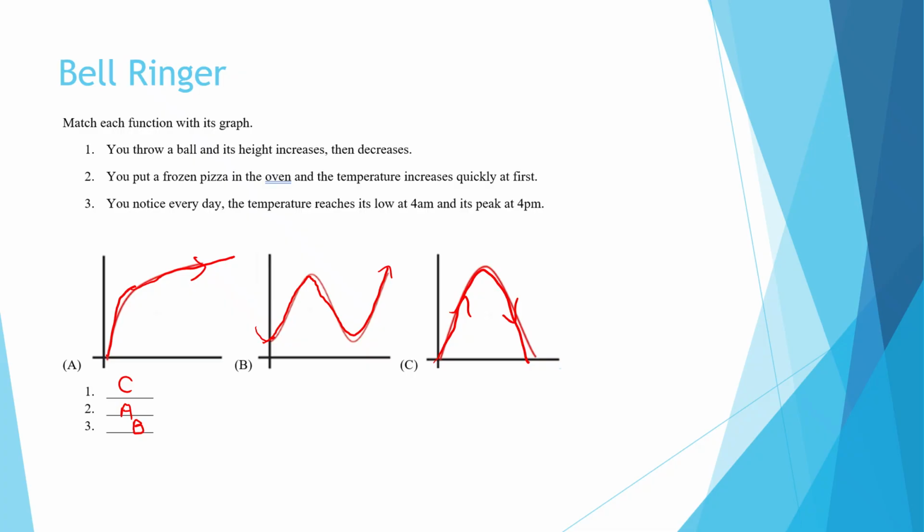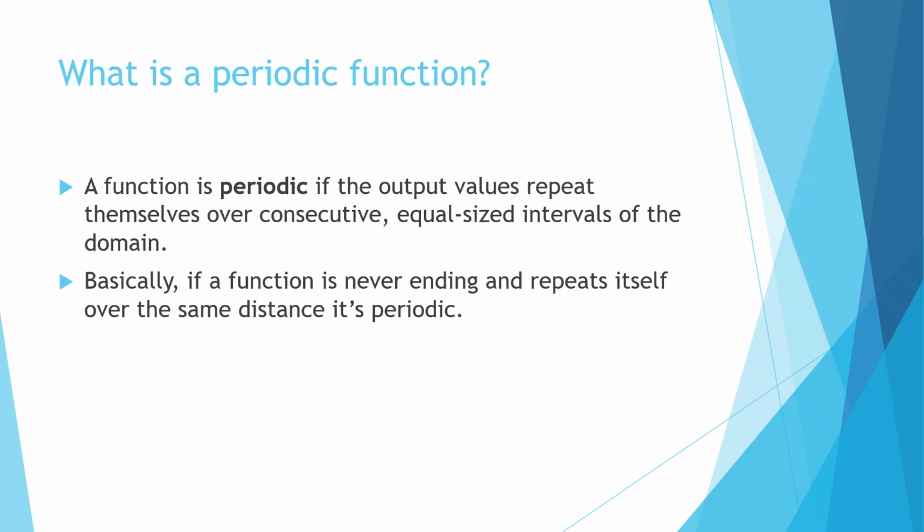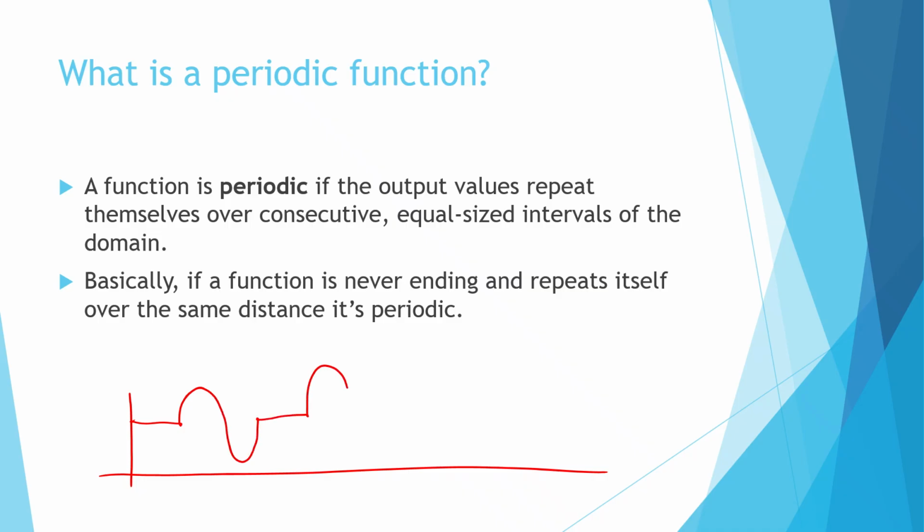And b is going to be a type of function that we will look at today, which is called a periodic function. A function is going to be periodic if the output values repeat themselves over consecutive equal size intervals of the domain. So pretty much if a function has a pattern that continues forever, let's say we have that, and then you repeat that. This is going to be an example, if this was perfect, of a periodic function because it's never ending and it repeats itself over equal length intervals.